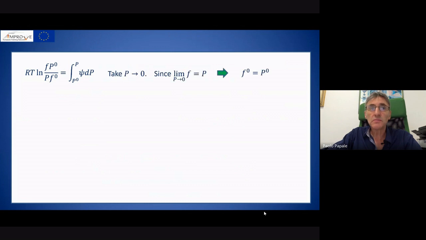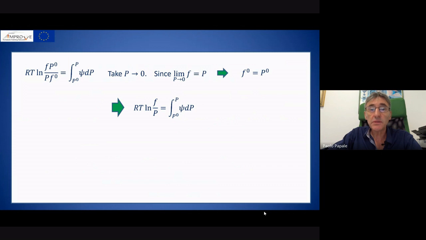Let's choose a reference pressure approaching zero pressure. By the definition of fugacity, at zero pressure, fugacity and pressure coincide. You remember that fugacity is a corrected pressure which expresses the deviation from ideal condition. Therefore, at zero pressure, where the behavior is ideal, fugacity and pressure coincide. Therefore, at the reference state approaching zero pressure, F0 is equal to P0 and they cancel out. So we obtain this new expression.